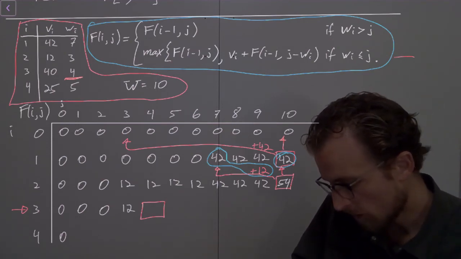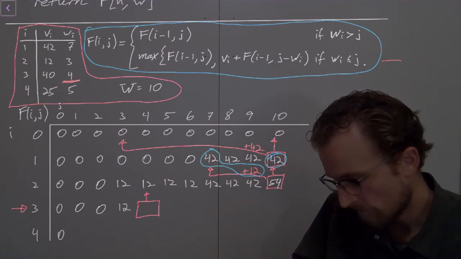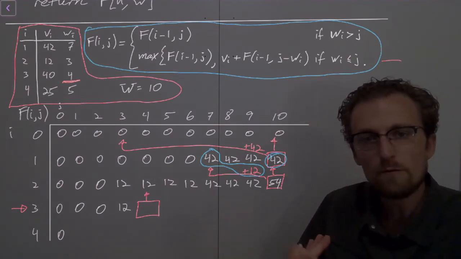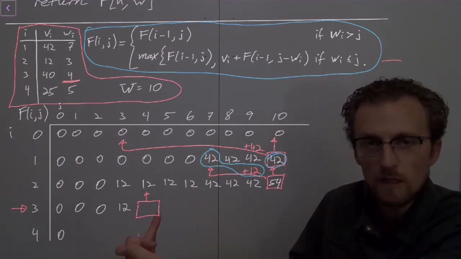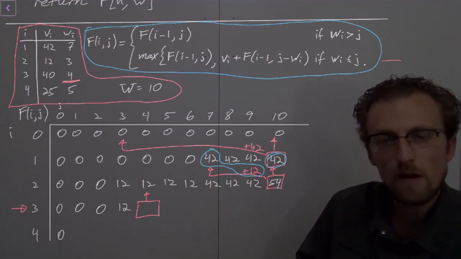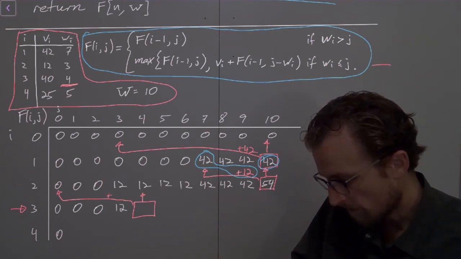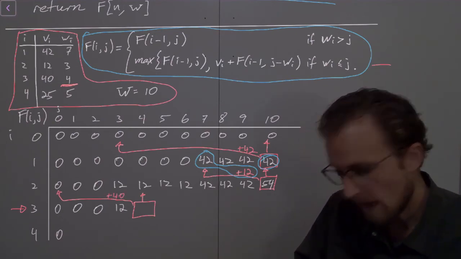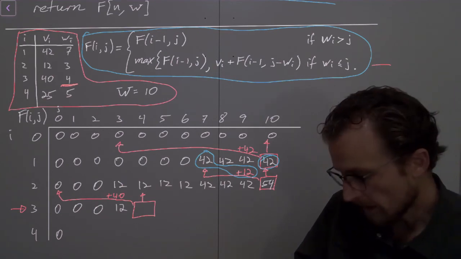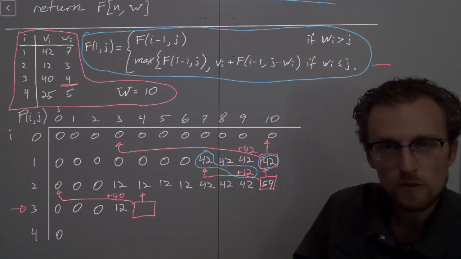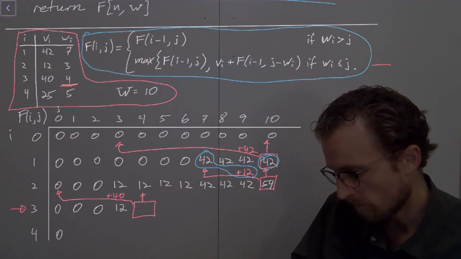And so now what do we do? We say, well, it could be just this, or it could be four columns to the left and then one up plus the value of 3. Right? So, it could be that plus, what's the value of 3? The value of 3 is 40. That plus 40. Well, clearly 40 plus 0 is greater than 12. So we put in 40 here.